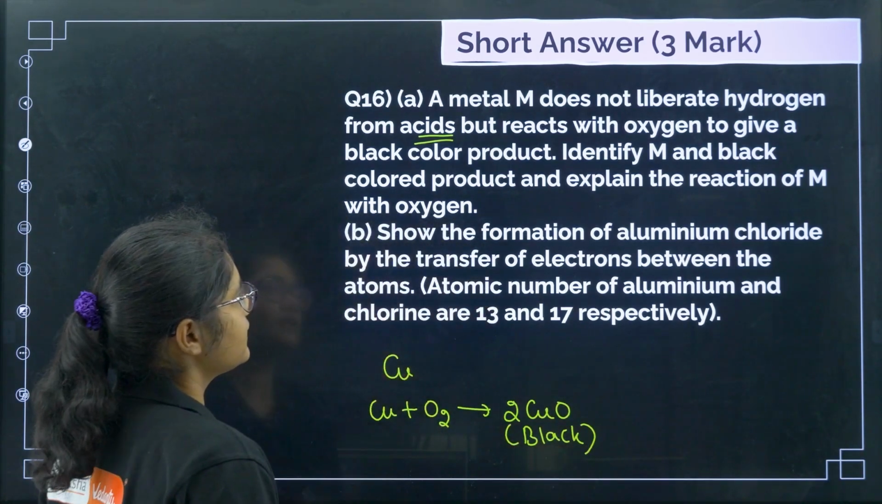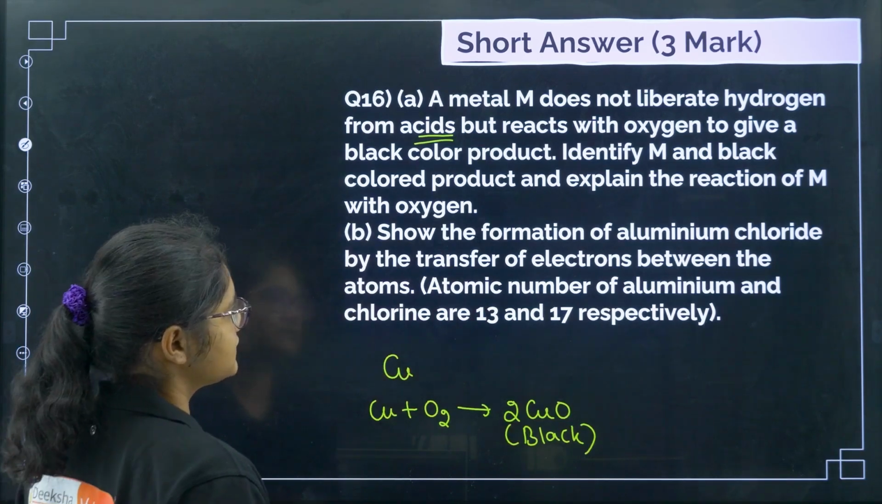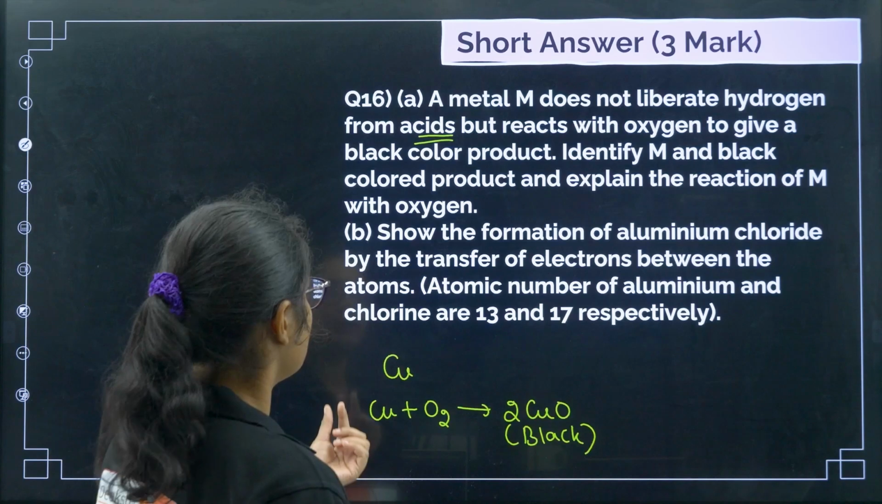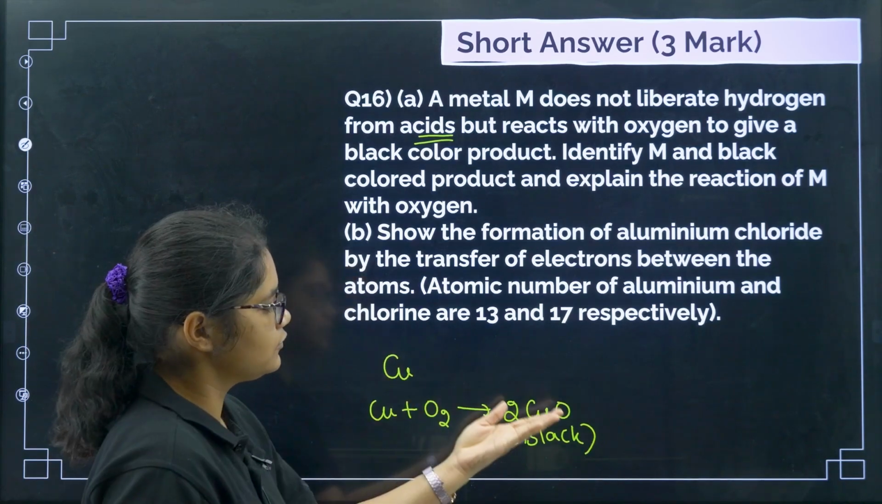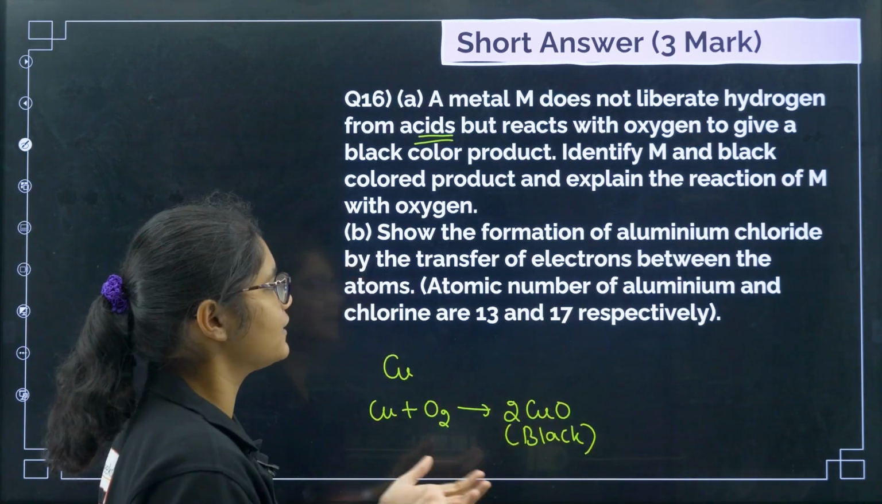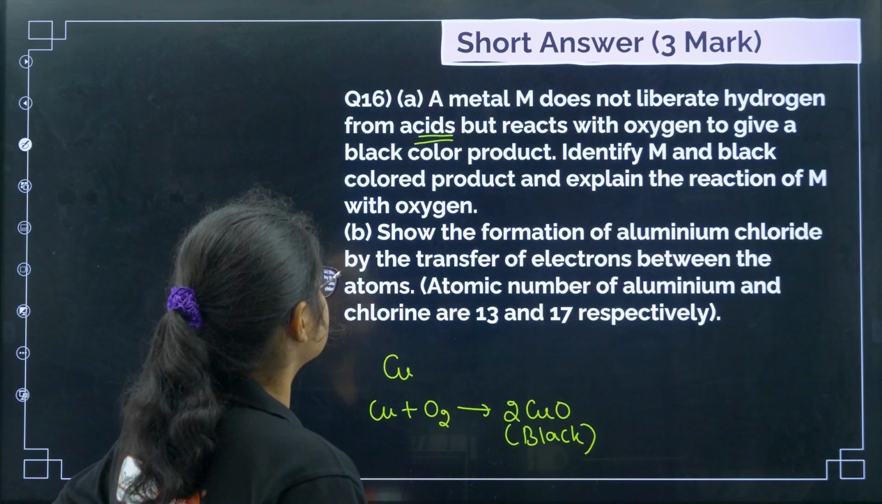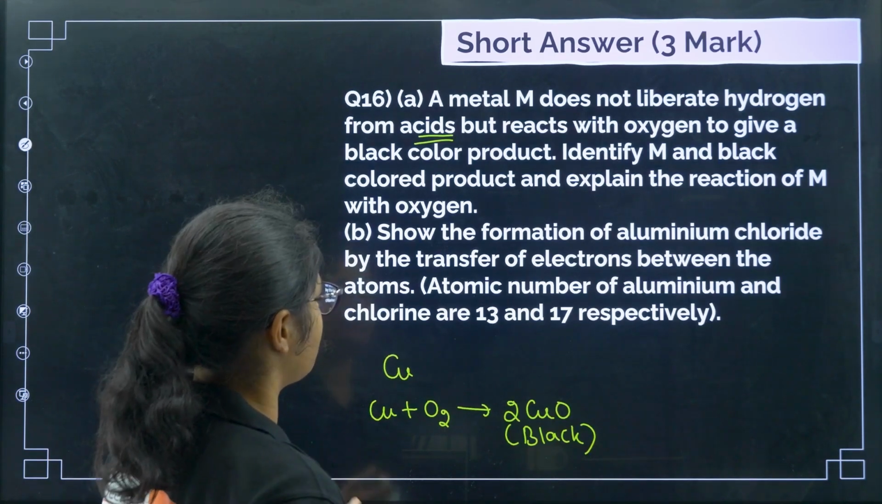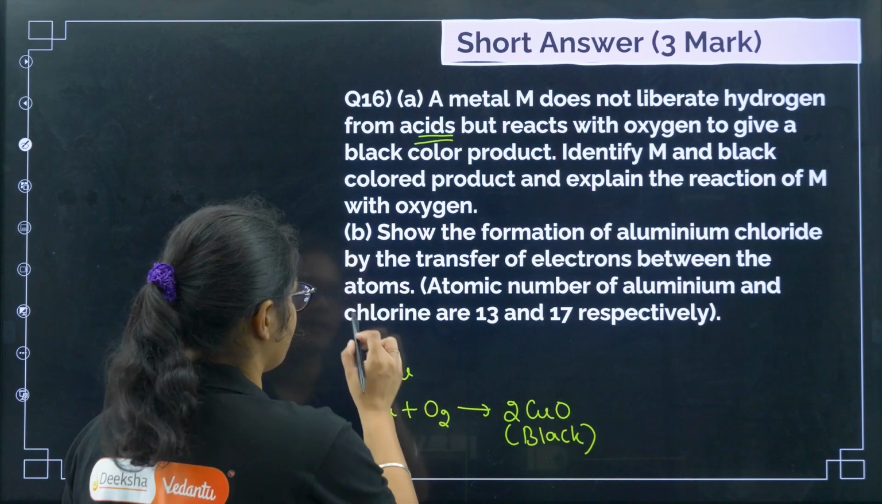Okay. Next, explain the reaction of M with oxygen. Okay. So you just need to write here that copper reacts with oxygen to give you copper oxide, which is black in color. Okay. Next is show the formation of aluminium chloride by the transfer of electrons between the atoms.